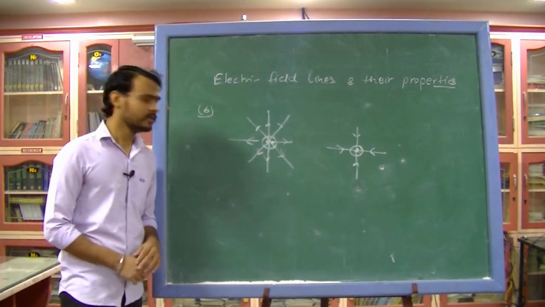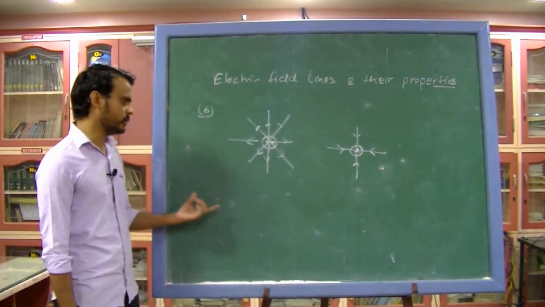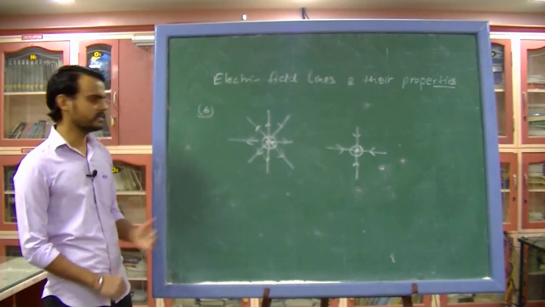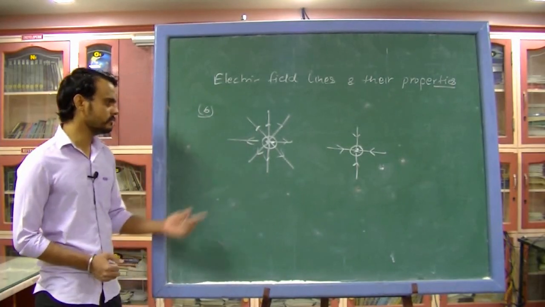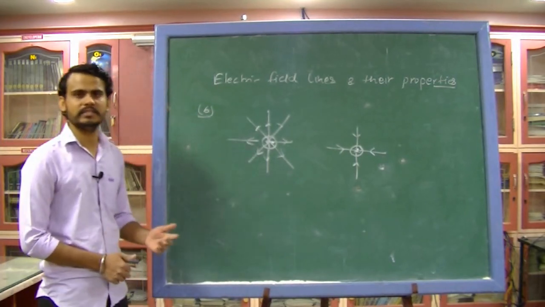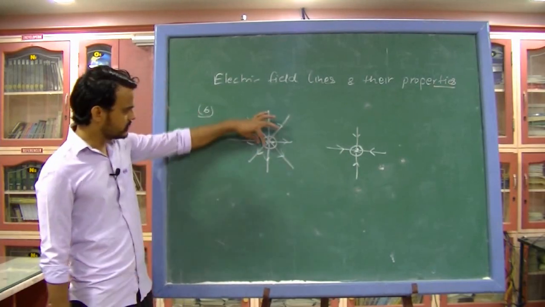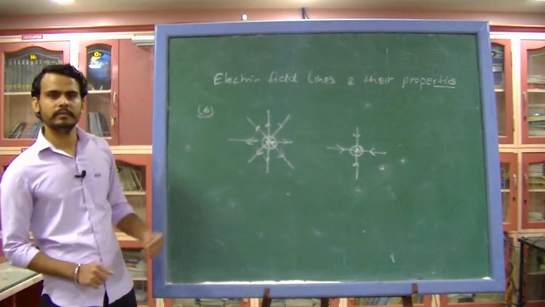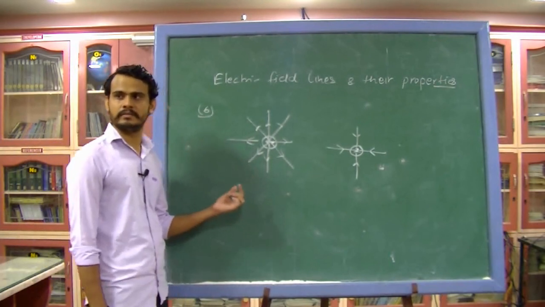Third property is two electric field lines do not intersect each other because at the point of intersection there will be two directions, which is not possible. Fourth property is electric field lines do not exist in a closed loop because if they existed in a closed loop, electric force will not be a conservative force. Fifth property is if the lines are close to each other, the electric field intensity will be more. If the lines are away from each other, electric field intensity will be less.